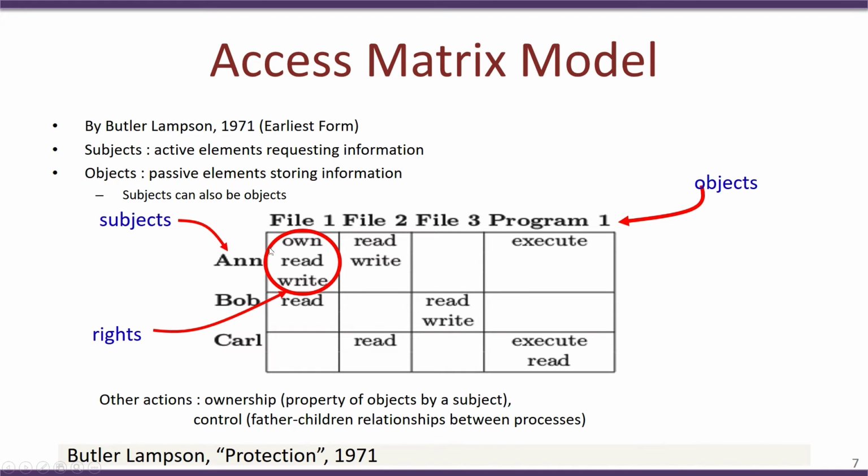Now corresponding to each cell in the matrix are the various rights that the subject has on that particular object. So for example, over here, Anne is the subject and file 1 is the object. Anne is the owner of this file 1, and therefore Anne can read and write to file 1. On the other hand, Bob can only read file 1. Bob is not the owner, and Bob cannot write to file 1.